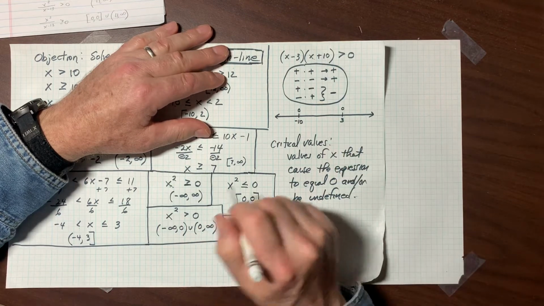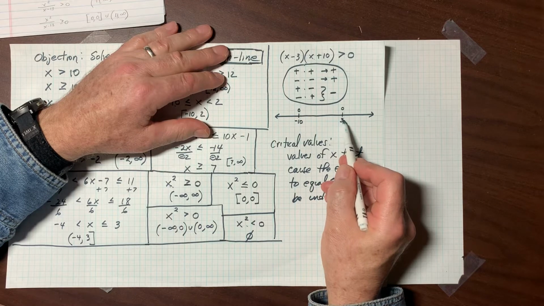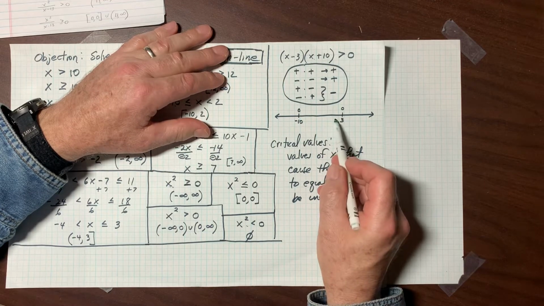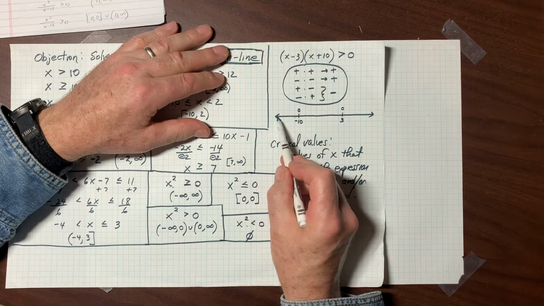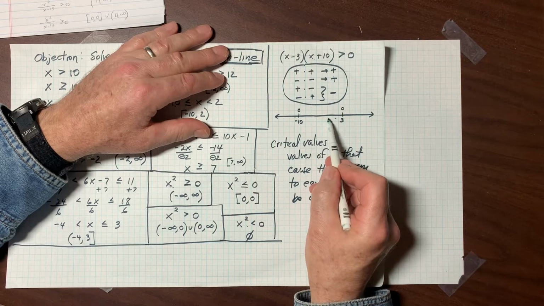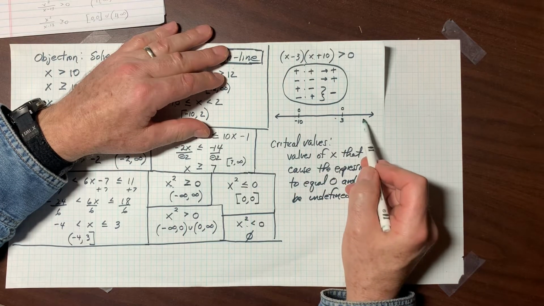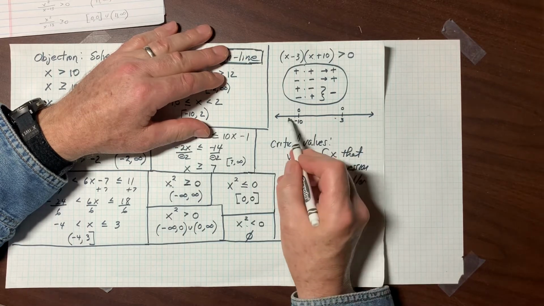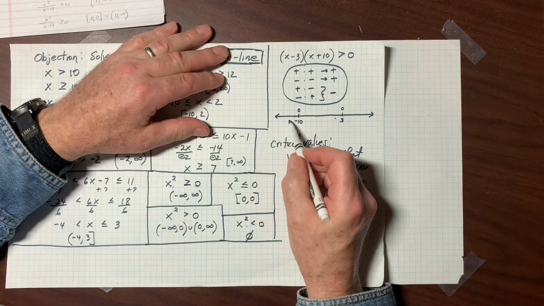Now, when I put those two critical values on this sign line, I divide the number line up into 3 intervals. Here I have values of x that would be less than negative 10. In here I have values of x that would be between negative 10 and 3. And over here I have values of x that would be greater than 3. So here's what I'm going to do. I'm going to start on the left interval. I don't have to start on the left. It's just my habit of doing that.